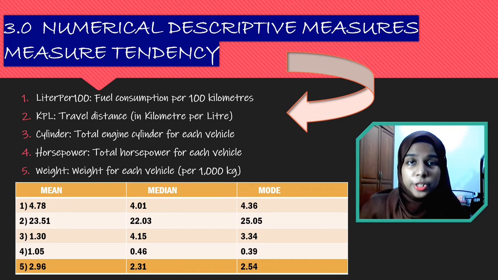Moving on to the next part, which is the numerical descriptive measures, which displays the measure of tendency for each sector that has been calculated, which shows the mean, median, and mode. So the mean for liter per 100 is 4.78 with a median of 4.01 and a mode of 4.36. Meanwhile, travel distance in kilometer per liter shows a mean of 23.51, 22.03 for the median, and a mode of 25.05, and the respective mean, median, and mode for cylinder, horsepower, and weight have been calculated.